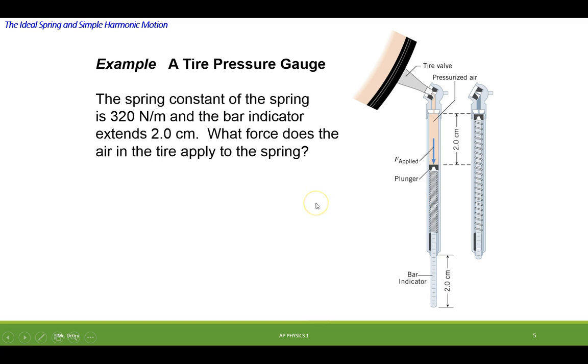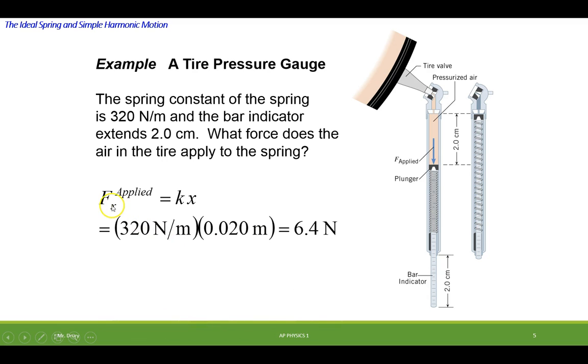So what we're looking for is what force does the air in the tire apply to the spring? So we know how far it moved, and we know the spring constant. So we know the force applied is equal to kx. I ignored the negative sign in this case, and we were able to figure out how much force was needed to push it out that distance.